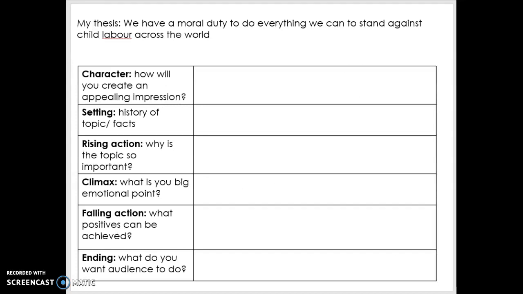Okay, so I would suggest that a good thing to do with all of your research and notes is to flesh it out into a plan that follows the structure. So first of all, that you plan what impression of yourself you want to create.